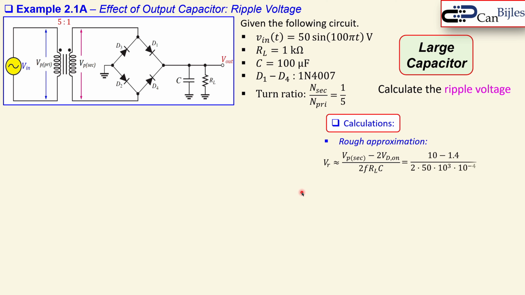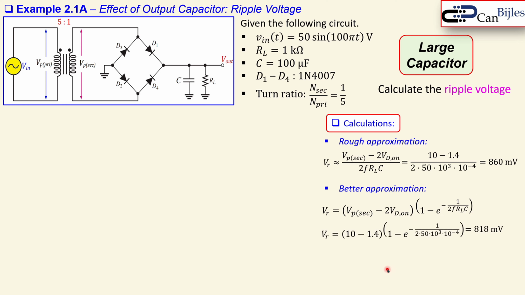Now, if I substitute the values, it is 10 because 50 is the input, and I go from 50 to 10 because it's 5 to 1, so I go down by a factor of 5, and I have now 2 times 0.7, it's 1.4, and if I substitute values for the capacitor, resistor, and the frequency, I will have 860 millivolts for the ripple. Peak, that's always peak. Okay, if I now go to the better approximation and use this, you can see the VP secondary minus the 2 times the VD on and the exponential decay formula. When you substitute this, you will have 818 millivolts. So a little bit smaller, but more accurate.